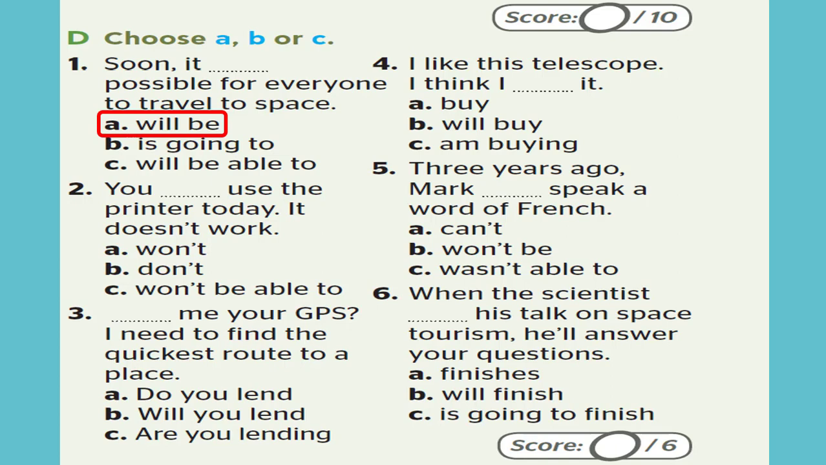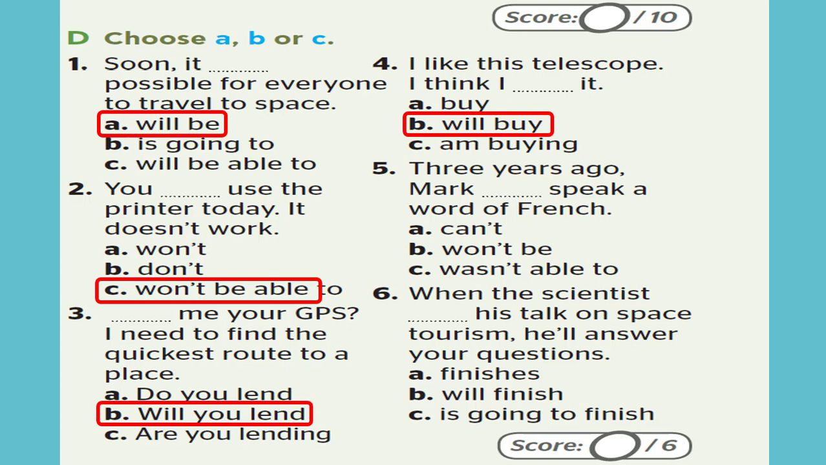Number 2. You won't be able to use the printer today, it doesn't work. Won't, don't, won't be able to. The answer is C, won't be able to. Number 3. Will you lend me your GPS? I need to find the quickest route to a place. Do you lend, will you lend, are you lending? The answer is B, because it's a request. Number 4. I like this telescope. I think I will buy it. I buy, will buy, am buying. The answer is B, will buy.